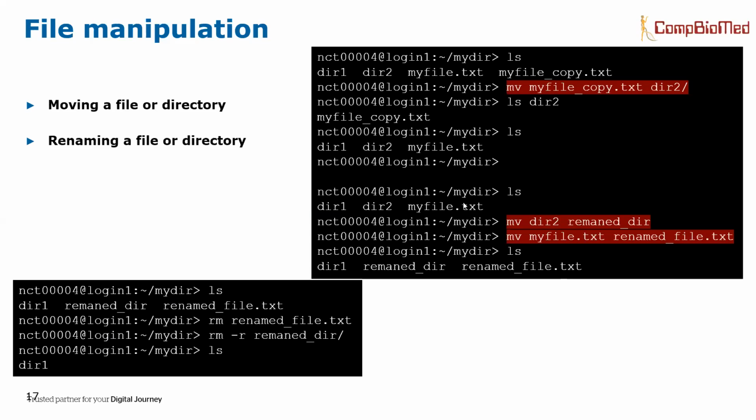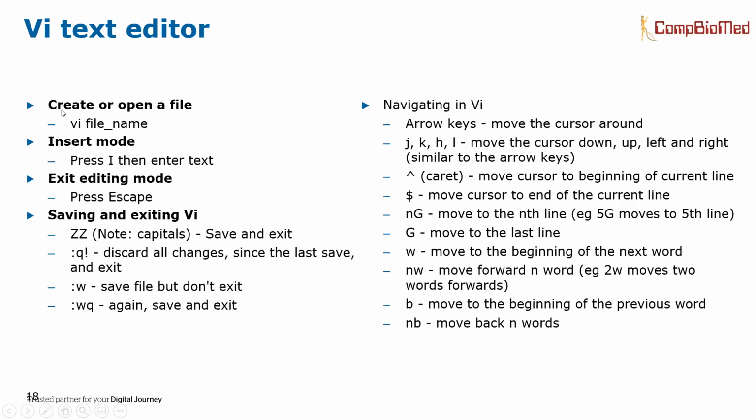I have showed you how to create copies of files, copy of directories, and how to rename them and move them. Now we can spend a few minutes on the text editor called VI. It is pretty tricky if you don't know how to use it, but if you know the basics, it should be easy. The basic command, if you want to open an existing file or create a new file, is to type in VI space the file name, and then you will create the file.